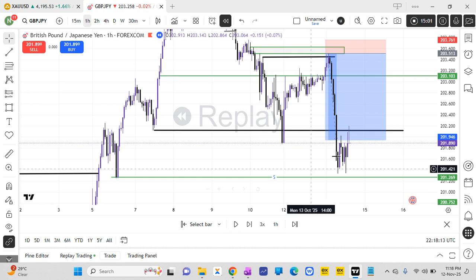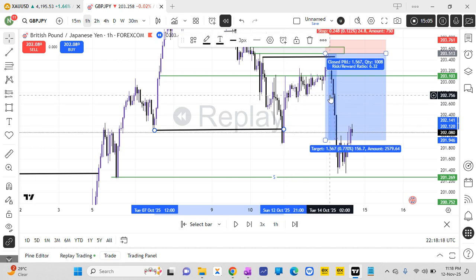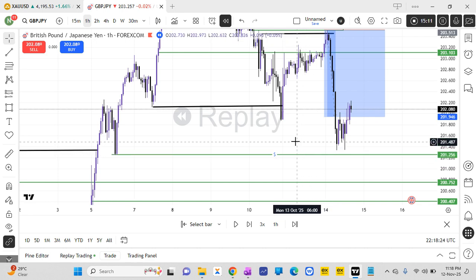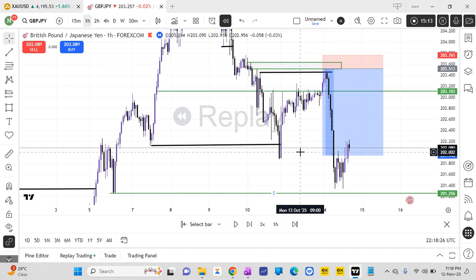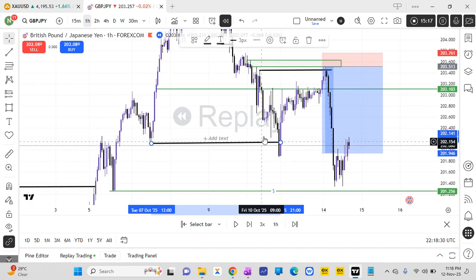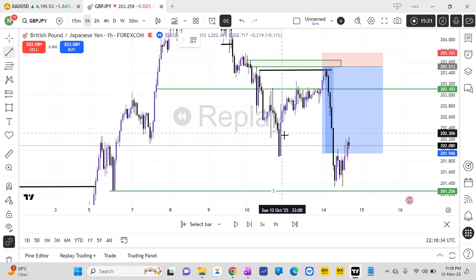TP ASAP, sharp. TP ASAP. This zone hasn't been taken out. Remember, this zone needs to be taken out before I start looking for buys. So this is another, this is a fine trade.